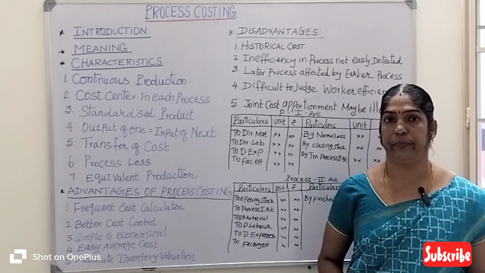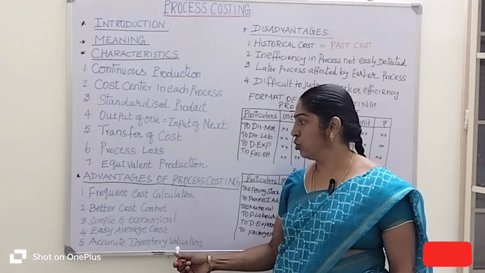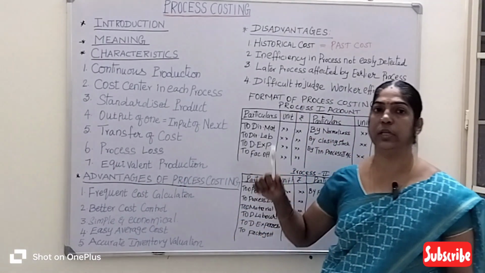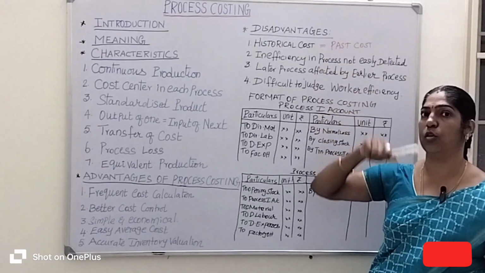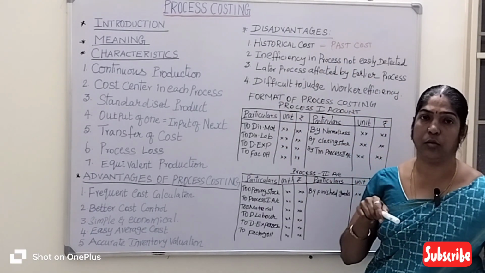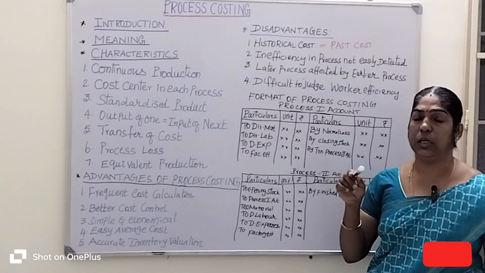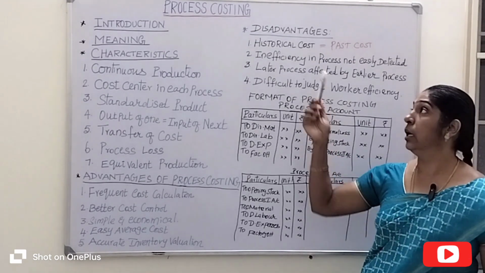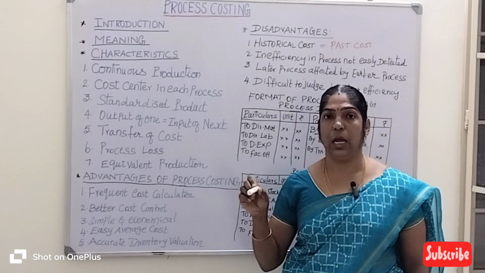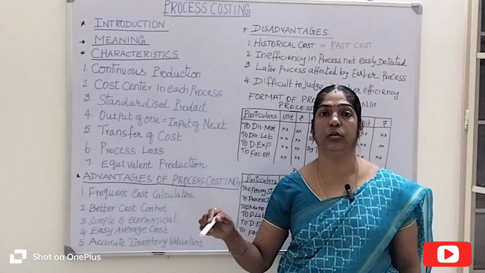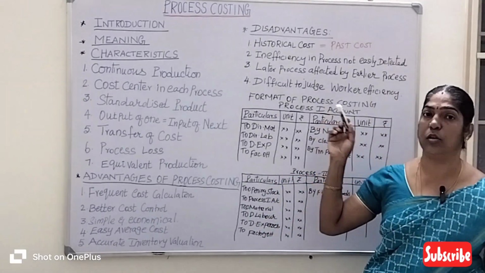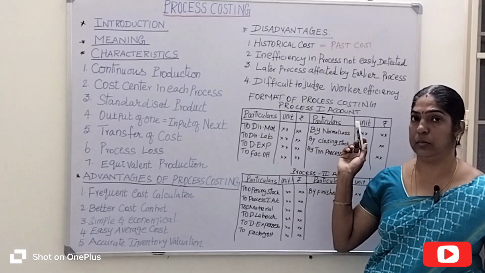Thank you. After discussing in detail the advantages of process costing, now we are going to discuss in detail the disadvantages of process costing. The first disadvantage is historical cost. Historical cost means past cost. Does historical cost help management take decisions immediately? Not always, it's impossible, because historical cost equals past cost.